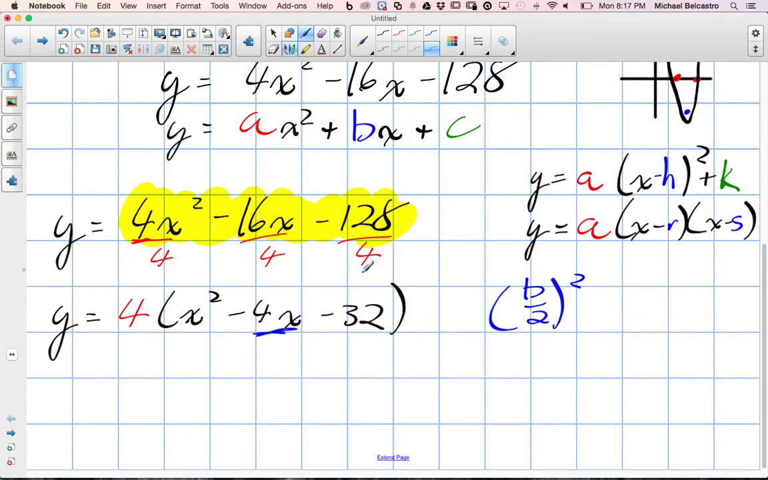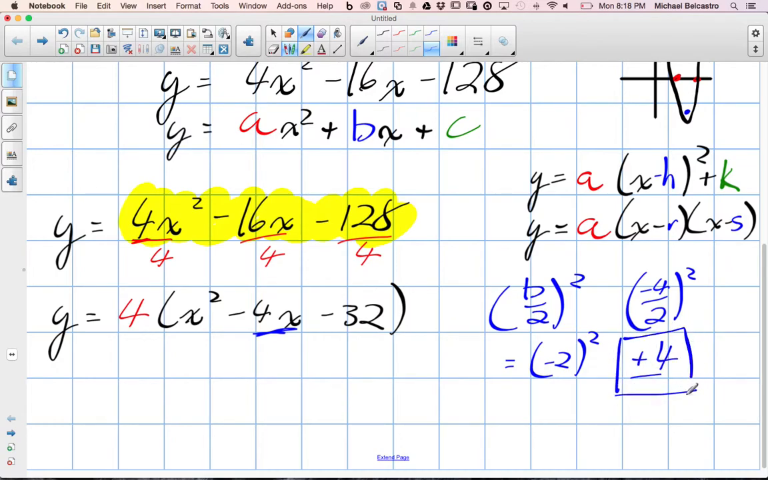I'm going to leave things as fractions or whole numbers depending on how this goes, just so we can be very exact. So if our b value is negative 4, that's negative 4 divided by 2, squared. Negative 4 divided by 2 is negative 2, squared, which is going to give us 4. So we're going to add and subtract 4. This value is very important here. That's an addition and a subtraction of 4.